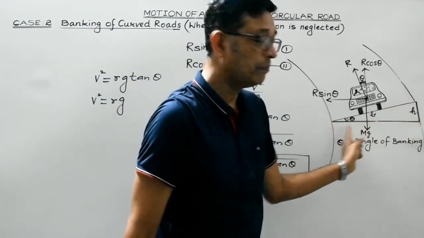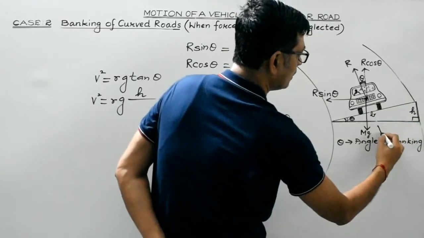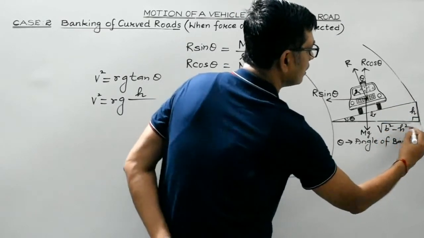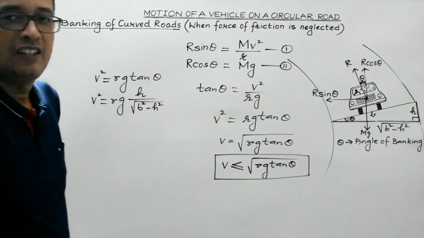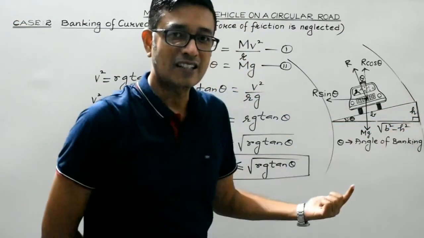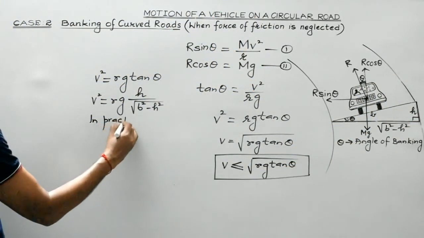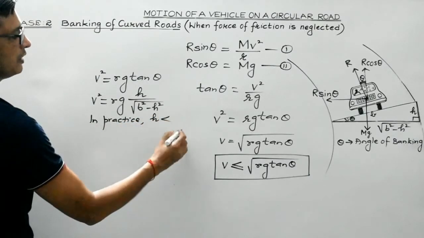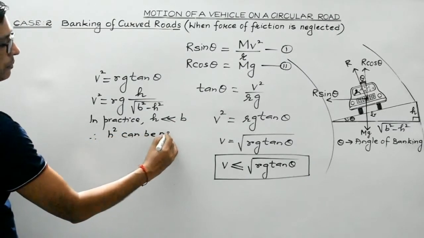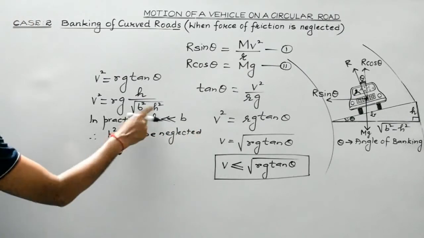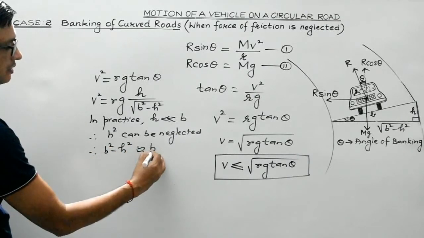So v square is equal to rg tan theta. Tan theta is perpendicular by base. So what do we get is h divided by, use Pythagoras theorem. So what will be the base? It will be equal to the square root of b square minus h square, right? Now in practice, h is very small as compared to b. Therefore, h square can be neglected as compared to b square. Therefore, b square minus h square can be approximately written as b square.